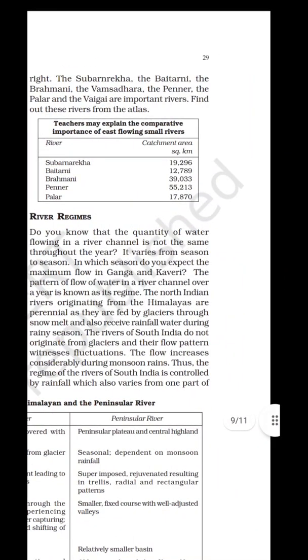The Subarnarekha, the Baitarani, the Brahmani, the Vamsadhara, the Pennar, the Palar, and the Vaigai are important rivers. Find out these rivers from the Atlas. Teachers may explain the comparative importance of east flowing small rivers.